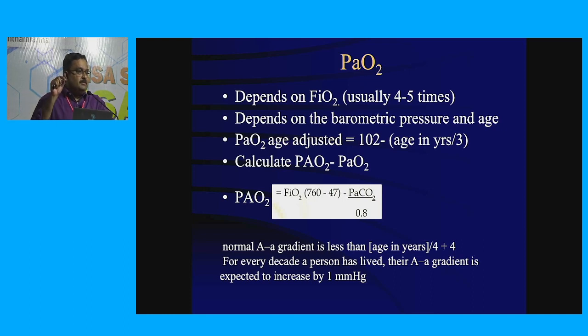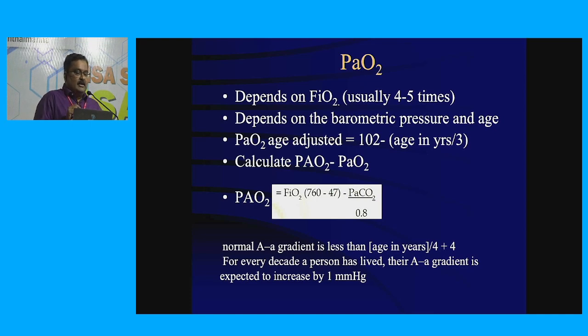If the person is 60 years, what would be the PO2 that you expect? 82. 80. So anything below 80 in a 60-year-old is hypoxia. What about an 80-year-old patient? Yeah, we are weak at mathematics. So anything less than 60 is hypoxia in an 80-year-old. That you can get from the formula 102 minus age by 3.